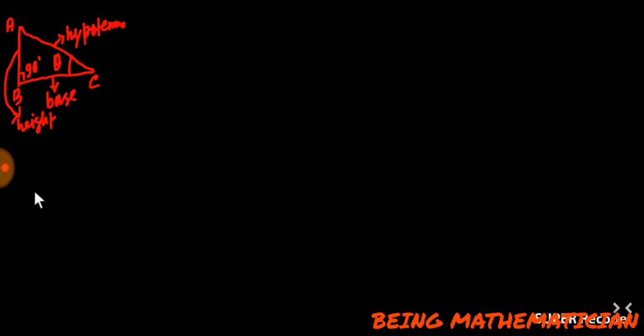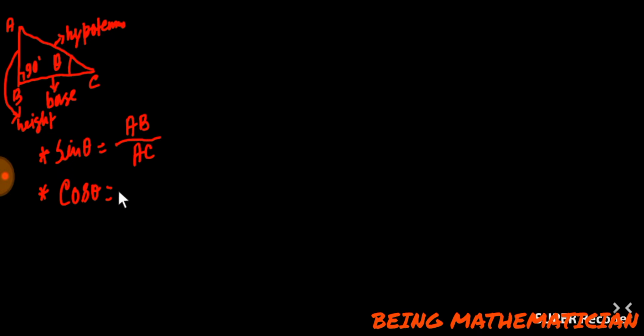Now, the first formula: sin theta is equal to AB by AC, and cos theta is equal to base by hypotenuse, that means BC by AC. Tan theta is equal to height by base, that means AB by BC.